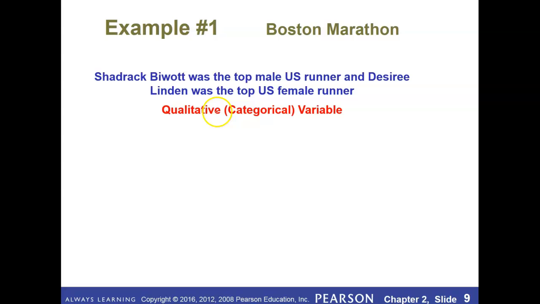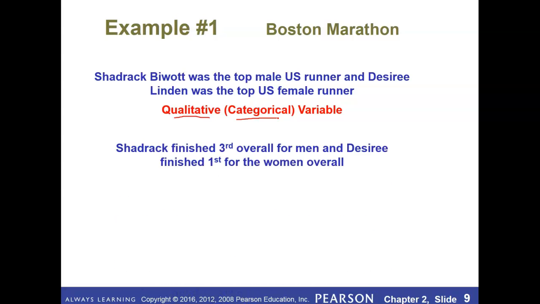A lot of times the qualitative is called categorical. You're placed in certain categories. Your eye color would be a category of eye color. Your favorite breakfast cereal would be a category of breakfast cereal that you like the best. That's qualitative data. So then we can go on and we can say that Shadrach finished third overall in the marathon, and Desiree finished first for the women overall in the marathon. That's qualitative data, but it's discrete.